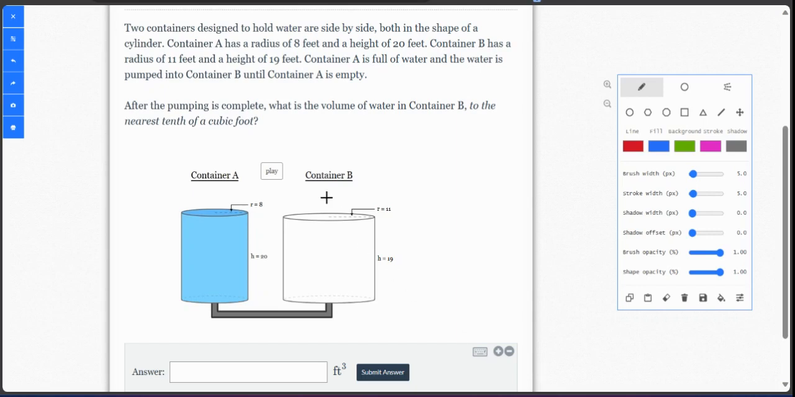So in this problem, it says two containers designed to hold water are side by side, both in the shape of a cylinder. Container A has a radius of 8 feet and a height of 20, which they label, and container B has a radius of 11 feet and a height of 19, which is labeled here as well. Container A is full of water and pumped into container B until container A is empty. After pumping is complete, what is the volume of the water in container B to the nearest tenth of a cubic foot?